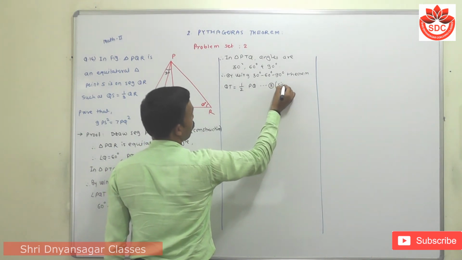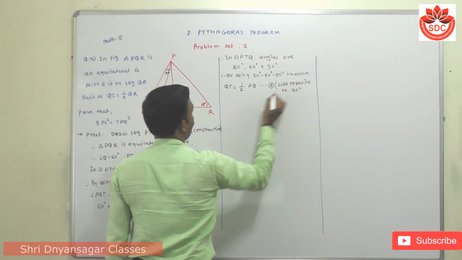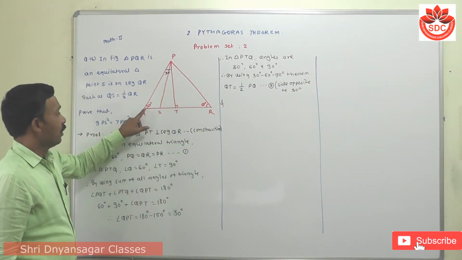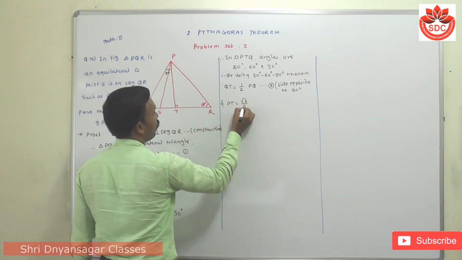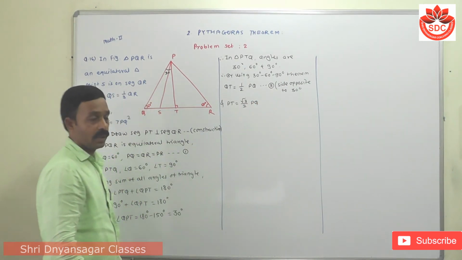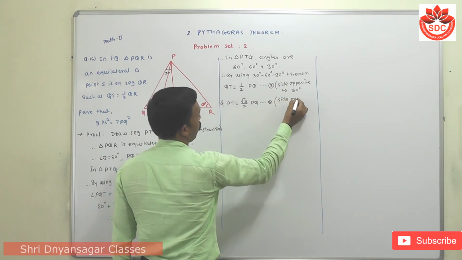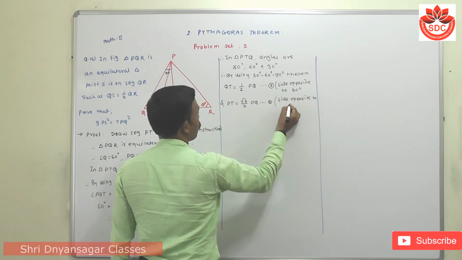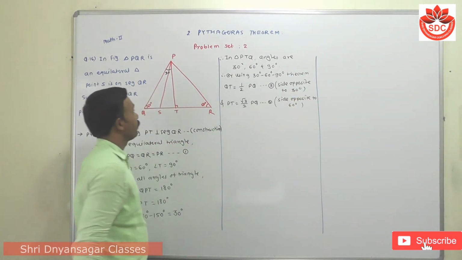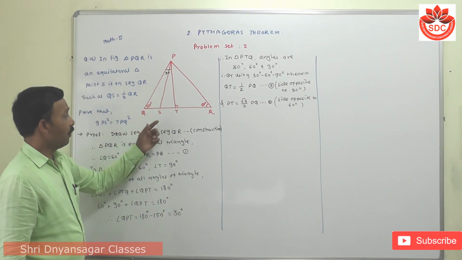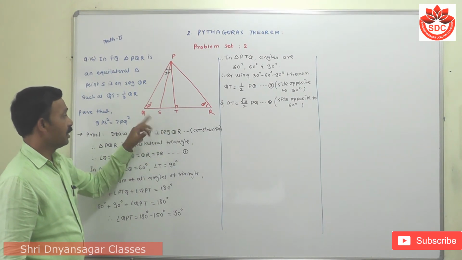The reason is the side opposite to 30 degrees. And we take here PT also. PT is equal to root 3 upon 2 times its hypotenuse TQ. Suppose that this is equation number third. The reason is the side opposite to 60 degrees. Now then student, we have to find out the value of ST. How to find? Look carefully.